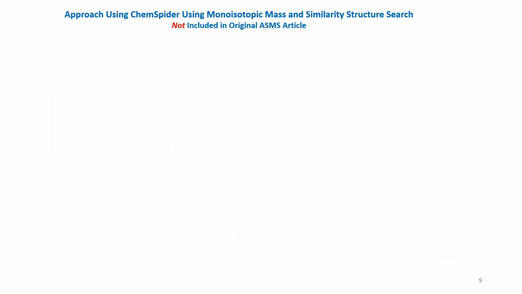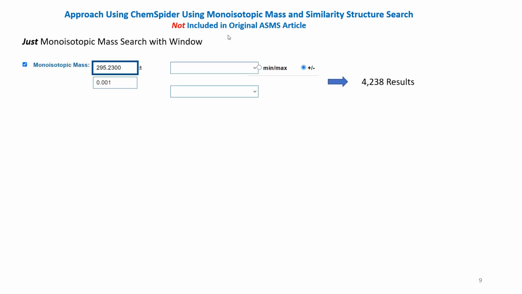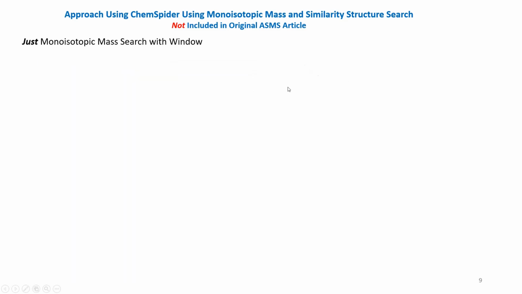Now we're going to demonstrate the same type of approach using ChemSpider, using monoisotopic mass instead of molecular formula, and a similarity structure search. And this, again, was not included in our original ASMS article. This is just following up on the approach Adam uses in SciFinder, used with ChemSpider. So just the monoisotopic mass search with the window below. You put in the accurate mass and limit the search by the precision of your measurement. And I found 4,238 results. Again, too many to really look through.